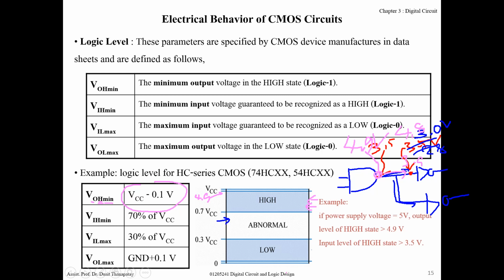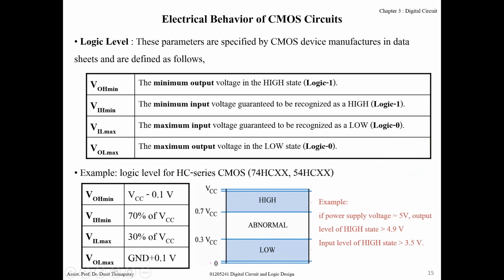For logic low also, for this zero, the standard is the maximum, the highest, which is ground plus 0.1, around this point at the output. There is some margin between the internal signal in the circuit and the output, to prevent some voltage drop or noise.